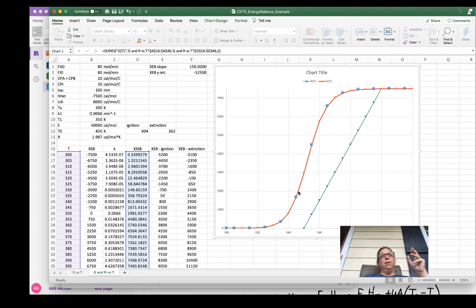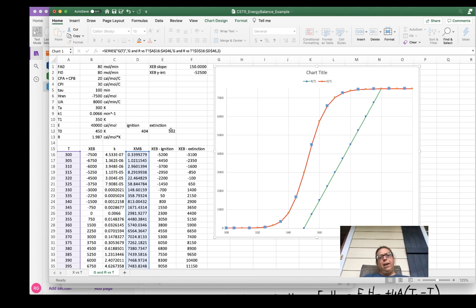In fact, it's times the negative heat of reaction. The heat generated is due to the reaction, so it makes sense that it would be a scalar of the mole balance. The R of T term, the heat removal, is my energy balance times the negative heat of reaction. So either way I can do that. Just something to be aware of, because you'll see these types of problems being solved in both ways.